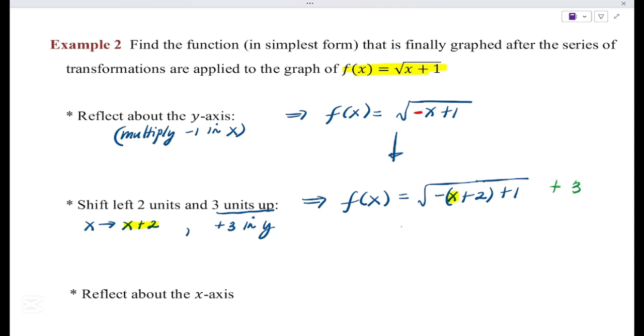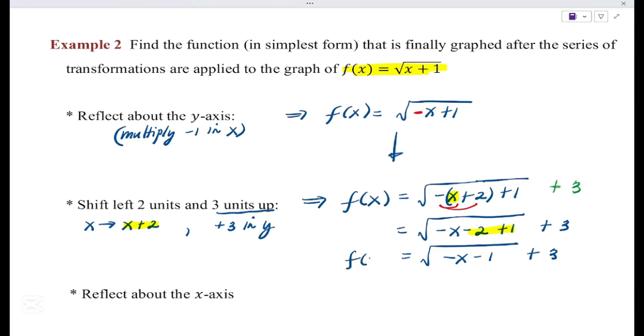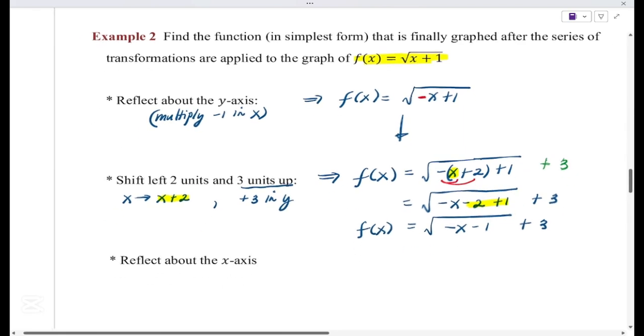Then let us simplify this function first before we continue. This is equal to square root of negative x minus 2 plus 1, because we distribute this negative in x plus 2 to get negative x minus 2. Then after that, we add 3. To further simplify, we can combine like terms, negative 2 plus 1 inside the root. So square root of negative x minus 1 plus 3. So this is your function in this transformation.